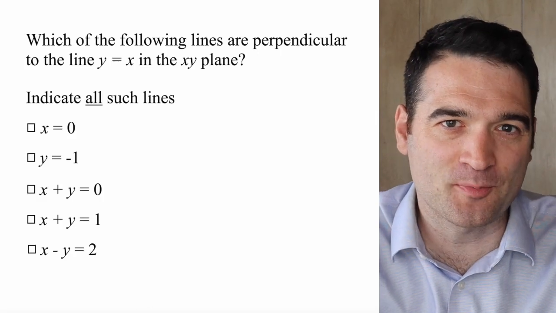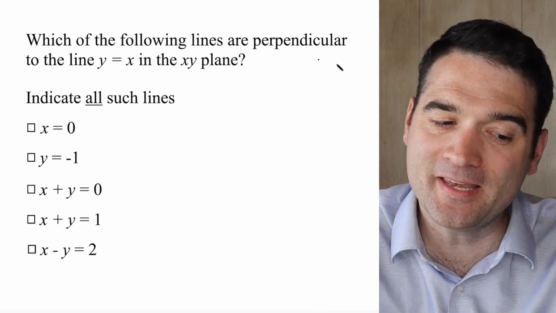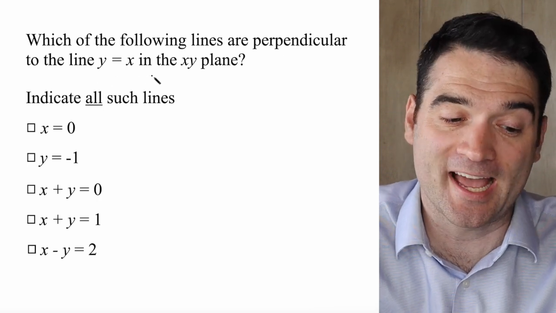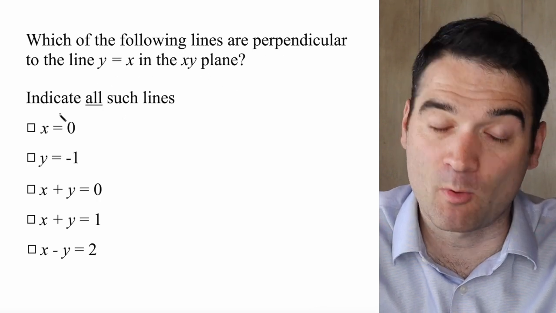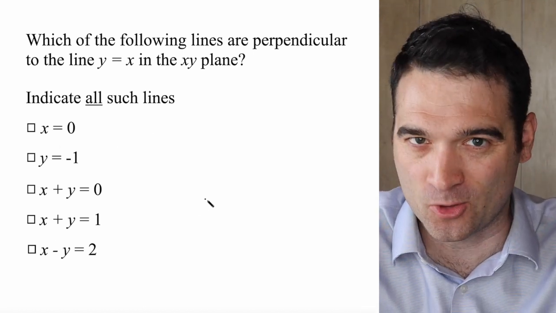Here's a GRE algebra problem. Let's take a look. Which of the following lines are perpendicular to the line y equals x in the xy plane? And we want to indicate all such lines. So one or more answers may be correct here.